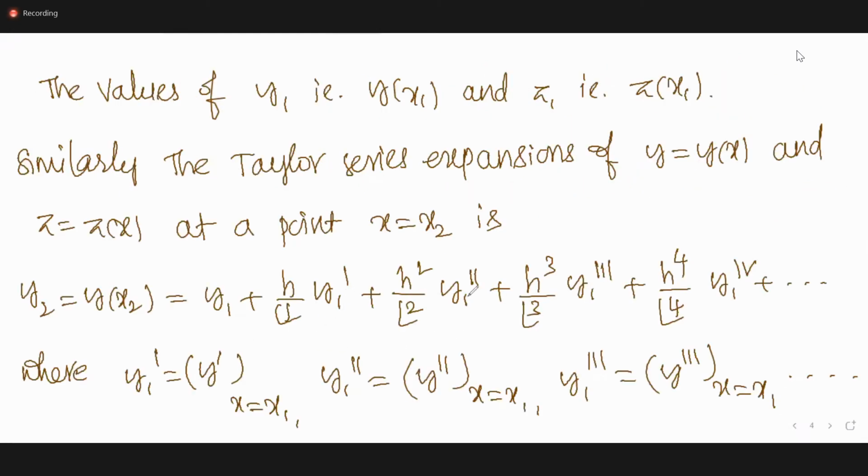y1 dash, y1 double dash, y1 triple dash. That means, what is meant by y1? y1 means y of x1. Okay, now y1 means y of x1. Now that means at a point x is equal to x1. y2 means y of x2. That's at a point x2.